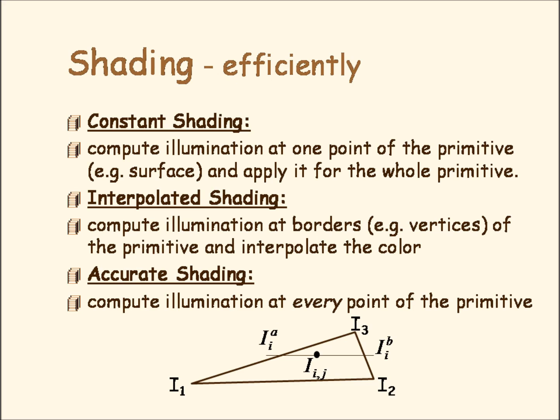Number 1 is constant shading. Compute illumination at one point of the primitive, for example a surface, and apply it to the whole primitive. Here we need to understand what a primitive is. In graphics, primitives are basic elements such as lines, curves and polygons which you can combine to create more complex graphical images. तो आसानी के लिए इसका मतलब ये है कि किसी लाइन, कर्व या पॉलीगॉन के किसी एक पॉइंट की इल्यूमिनेशन कैलकुलेट करके उसको पूरे प्रिमिटिव पे अप्लाई करें ताकि शेडिंग कांस्टेंट नज़र आए.